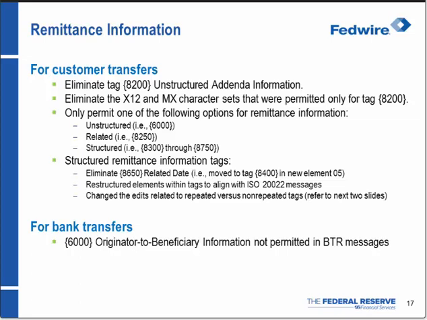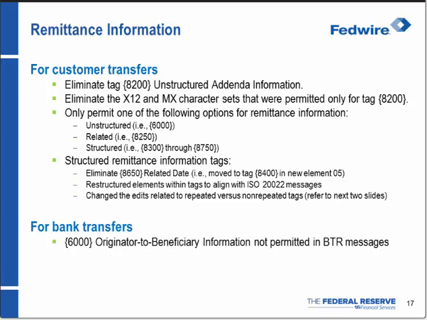The first change is we eliminated the specific tag 8650 for the related date, because this particular piece of information is actually a data element. We moved it as a separate data element within another tag, the 8400. The reason we did this is to align to how it works in ISO today. The date is part of another field; it's not its own explicit field. So we wanted to make it match how it works in ISO. We also restructured data elements within certain tags to align with ISO. We changed the order of how some of the data elements appear within the individual tags, again, to make the mapping much easier to ISO.